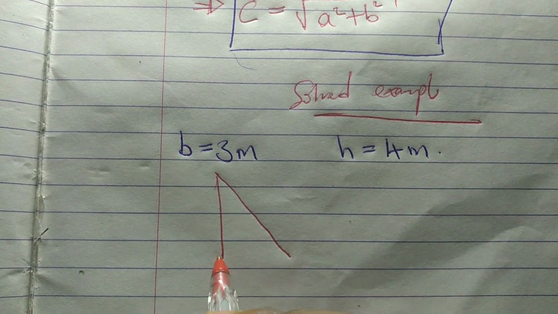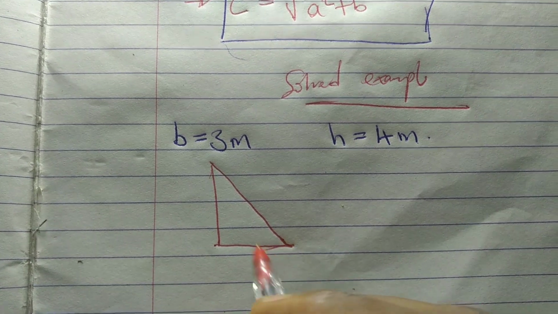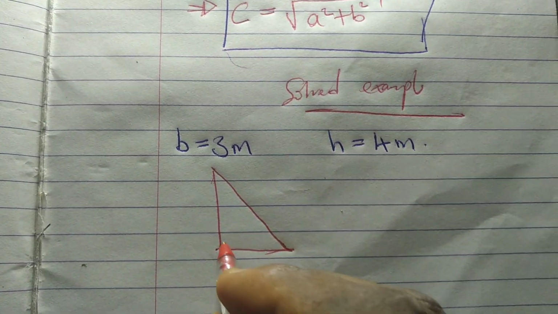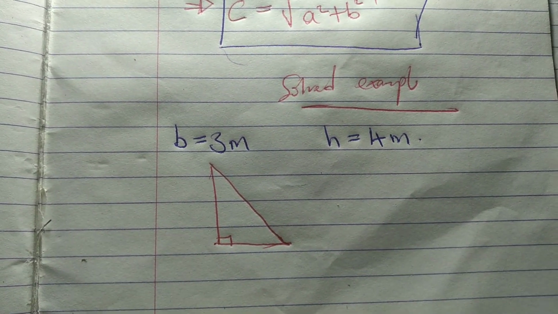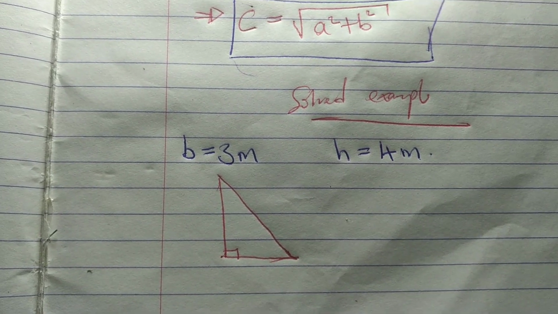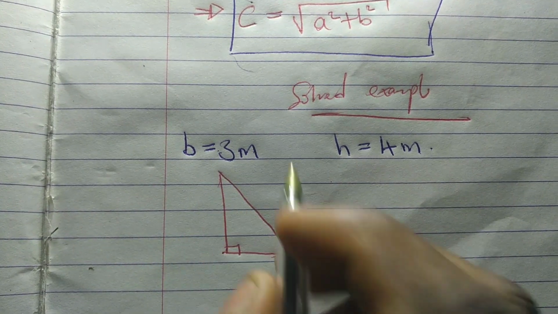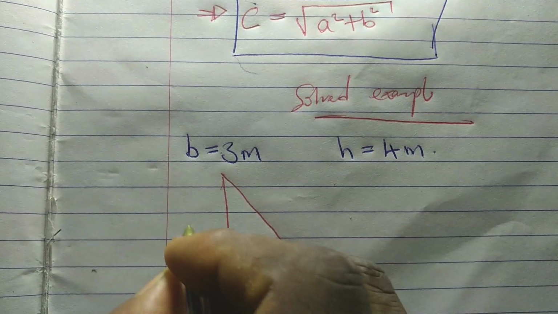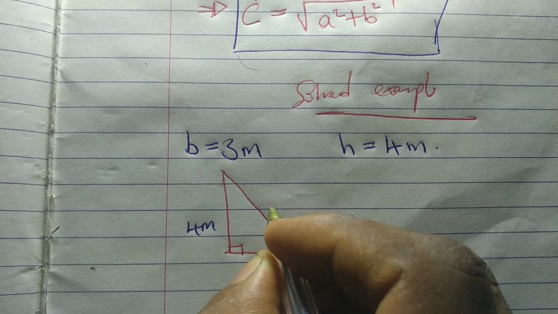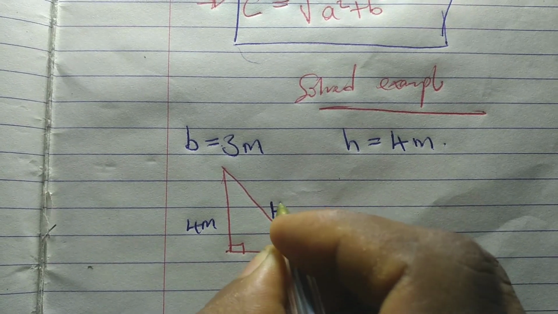We draw this right angle triangle. We draw it out. We indicate the right angle. And the next thing now, let us fit in the value for the base, which is 3 meters, and the height, which is 4 meters. So this is what we are calculating, which is the hypotenuse.